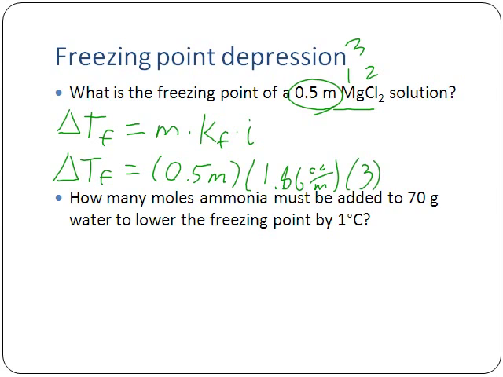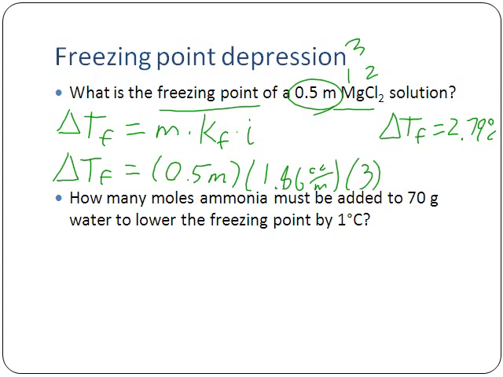So if you get out your calculator then, and you basically go ahead and say that we have 0.5 times, whoops, my calculator's being a little iffy here. So times 1.86 times 3. And when you do that, I get 2.79. And so in this case right now, my delta TF is going to be 2.79 degrees Celsius.